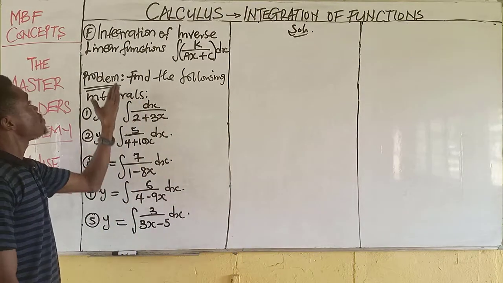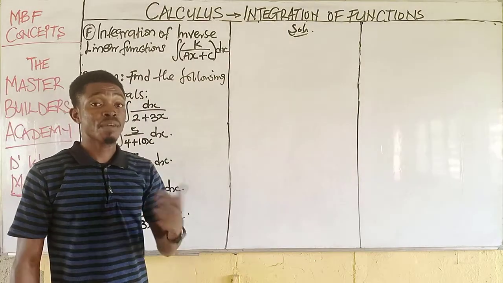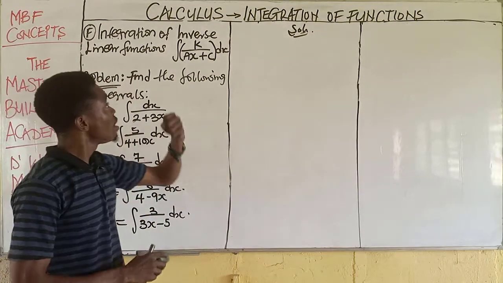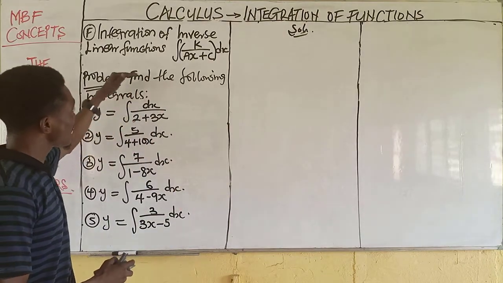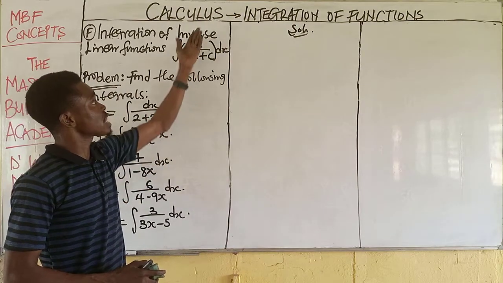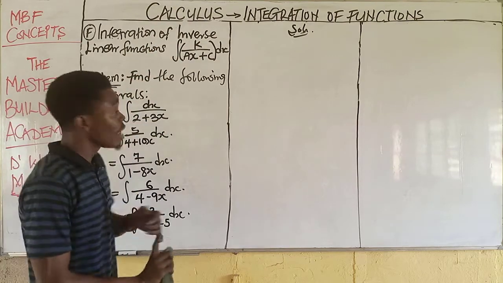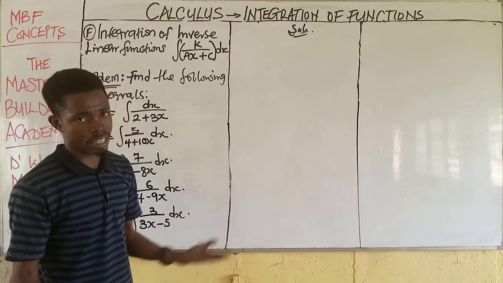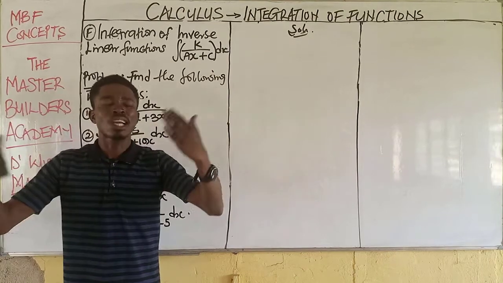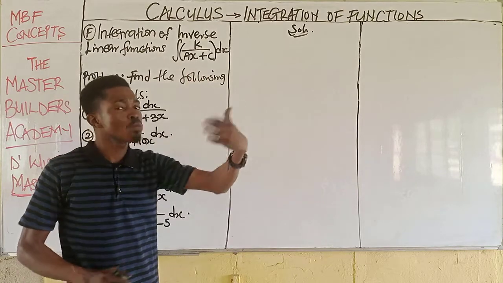Now, on the board we have integration of inverse linear function. In our previous lesson, we looked at integration of linear function, but in this lesson, we have on the board integration of inverse linear functions. And this integral comes in this form, where you have k over ax plus c, where k, a, and c are constants. The only variable here is x, where a is the coefficient of x. Now, when you integrate this, what becomes your answer?